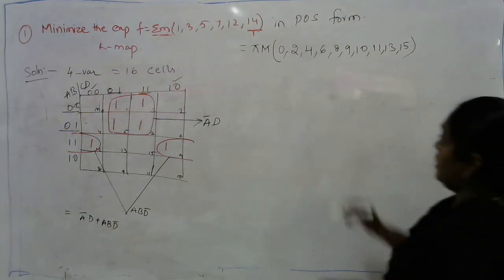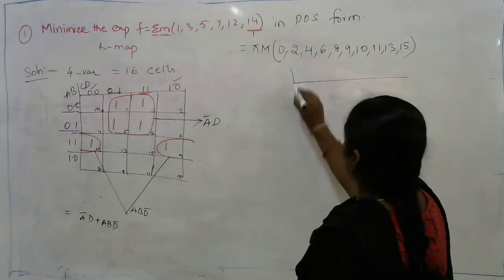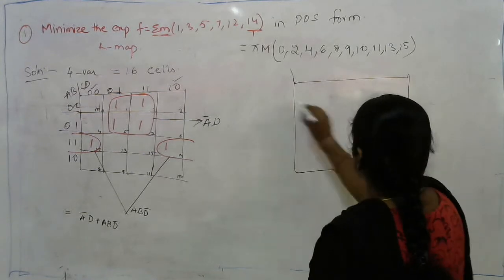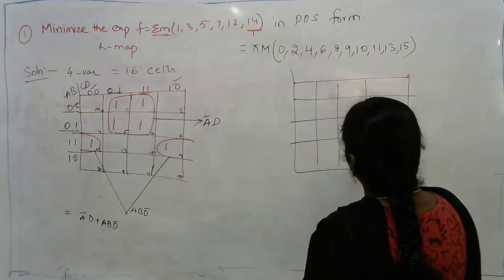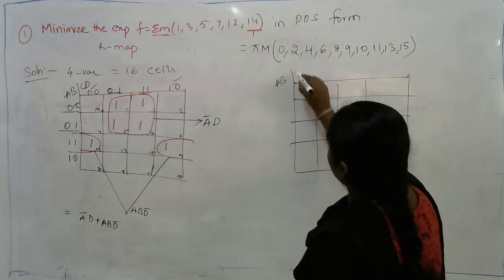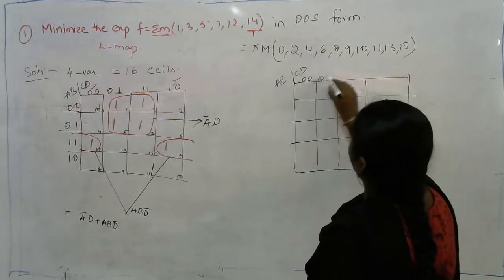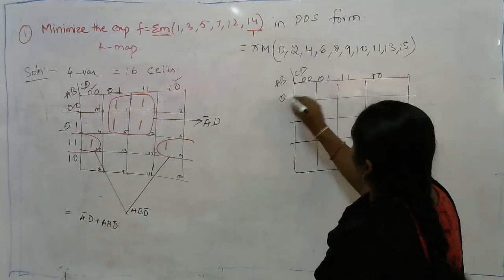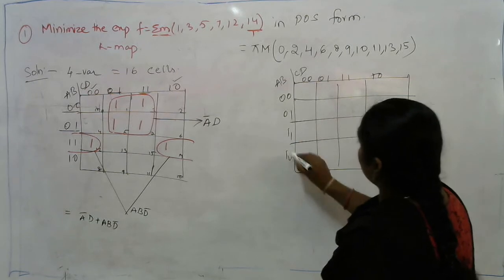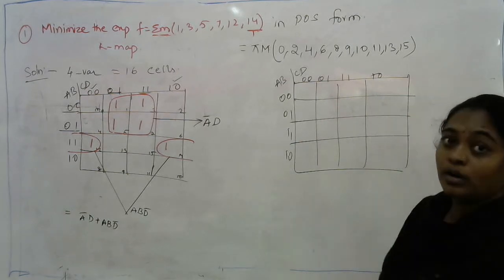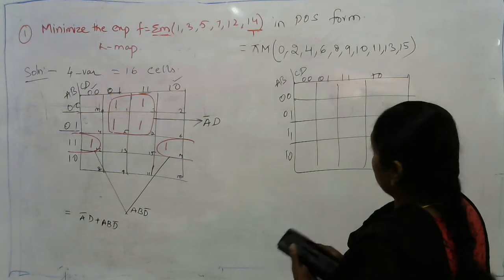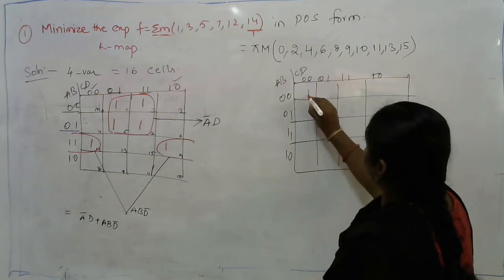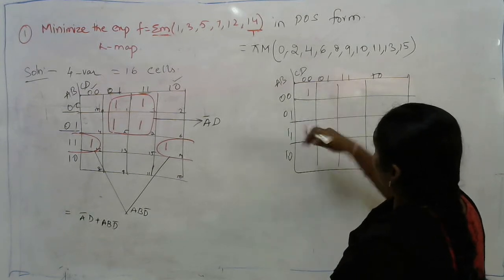Now again the same procedure. Draw the K-map with A, B, C, D. The next step is that I need to plot the values over here.